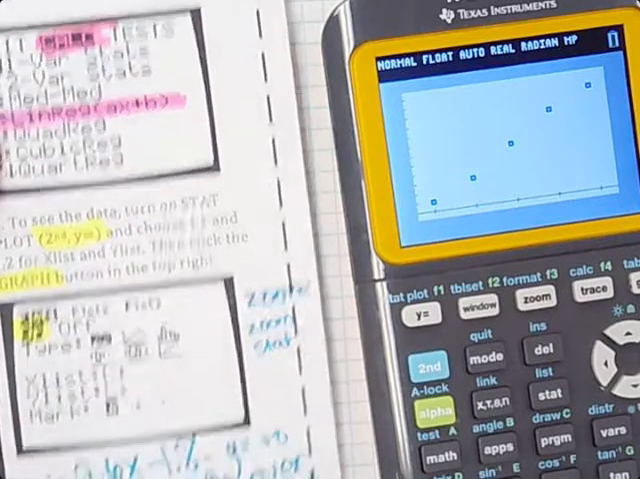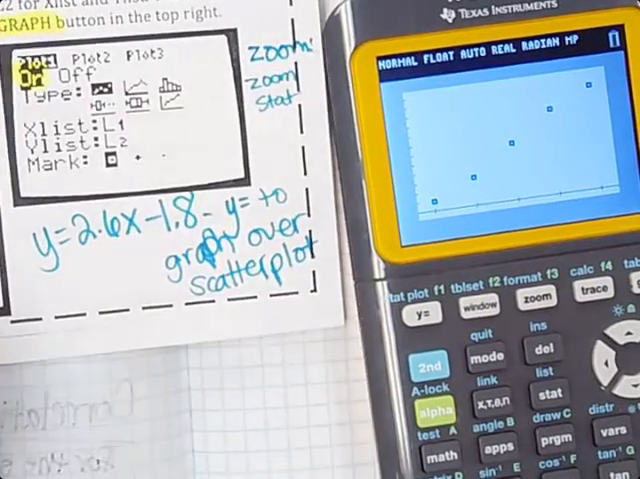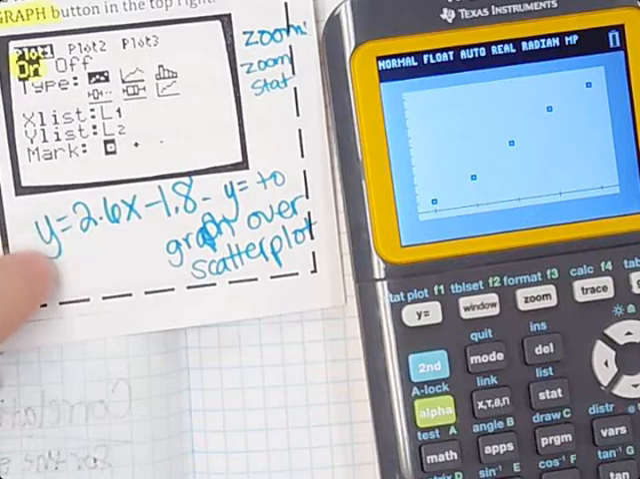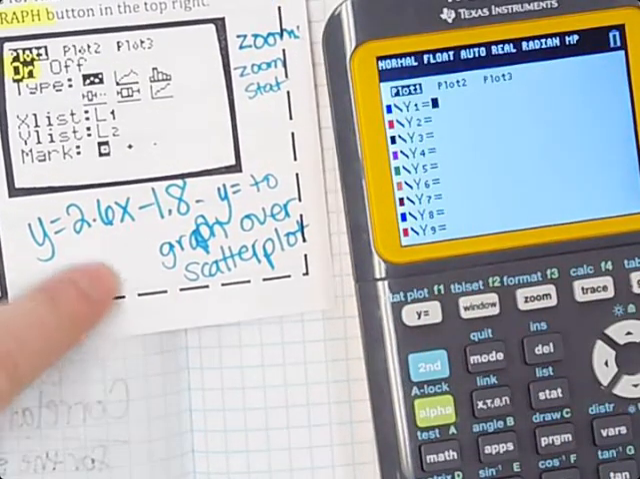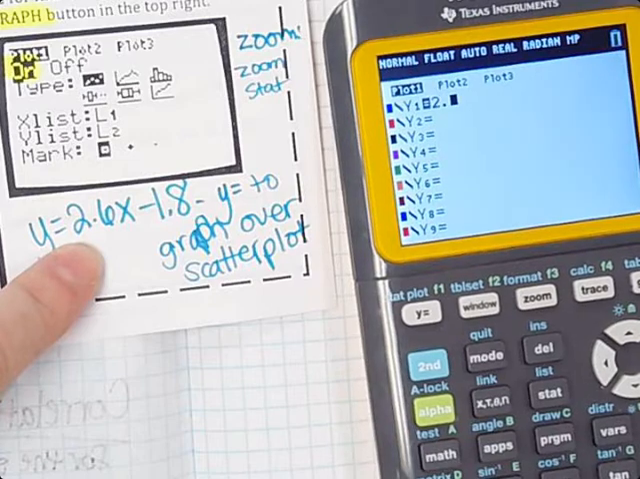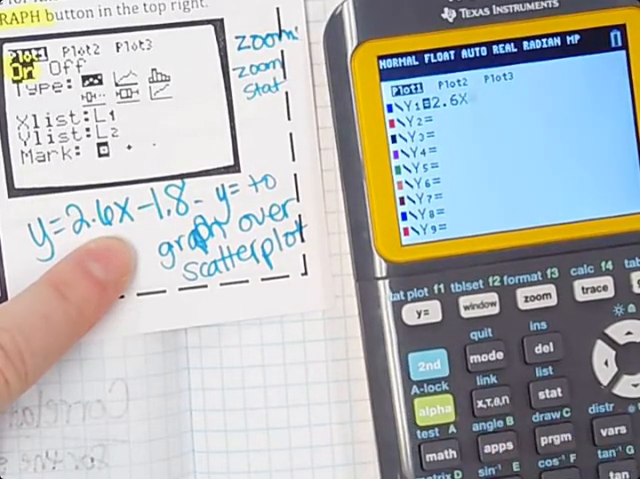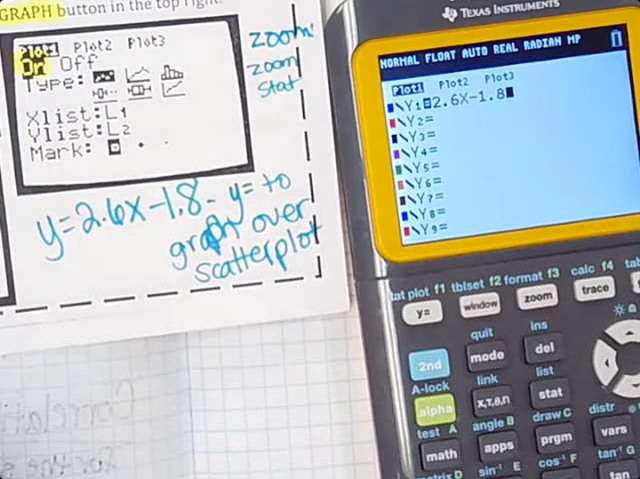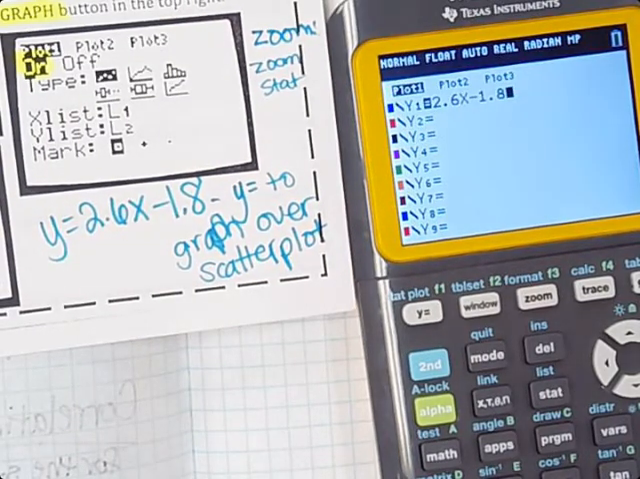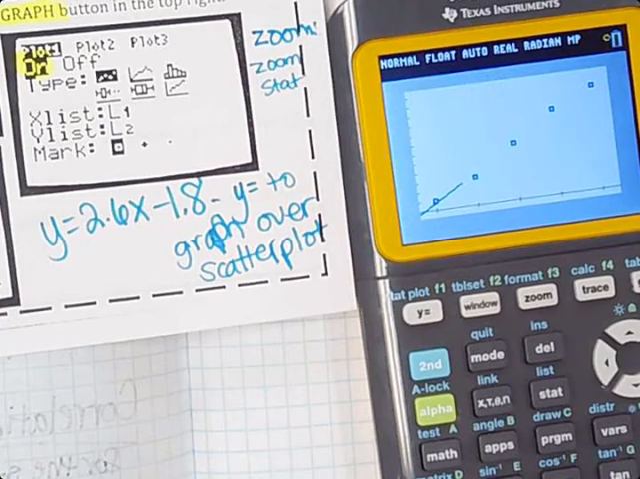So I've plotted my scatter plot. Now I want to graph this line over the scatter plot. So I'm going to go to y equals and do 2.6x, which is our equation, minus 1.8. When I put that into y equals, that's going to graph over the scatter plot. And you can see what it looks like with those two graphed together.